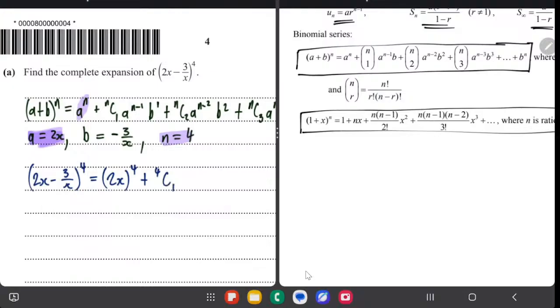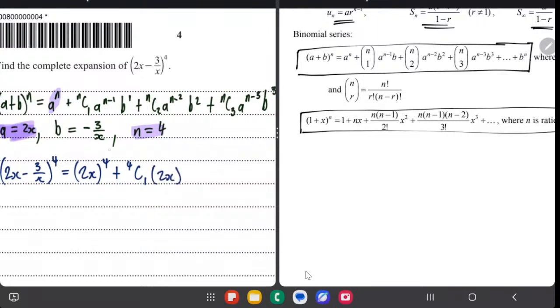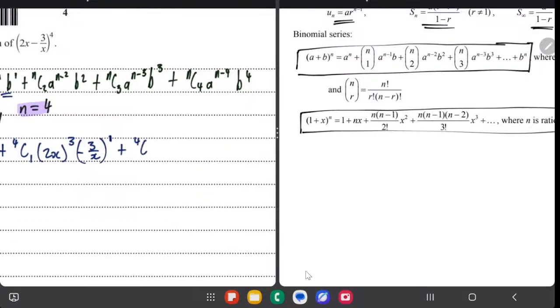Can you see that? Then what is our a? You already know our a is 2x. So it'll be now 2x to the n minus 1, which is to the 4 minus 1, which is to the 3. Right? And then you now have b to the 1, which is negative 3 over x, and it is the power of 1. Can you see that? Plus 4 choose 2. You now change here. A is 2x. 4 choose 2. Then 2x is to the n minus 2, which is to the 4 minus 2, which is 2. Then b, negative 3 over x, is to the 2 as well. You understand?